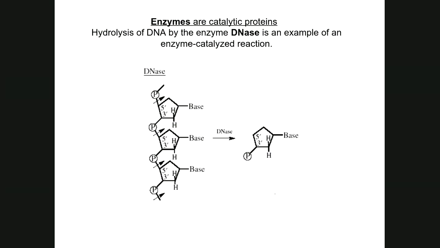All right, we were talking about enzymes. Enzymes are catalytic proteins. What do I mean by catalytic proteins? They catalyze chemical reactions. Okay? We call it metabolism in a living organism. Metabolism is defined as chemical reactions catalyzed by enzymes in a living organism or a living cell.